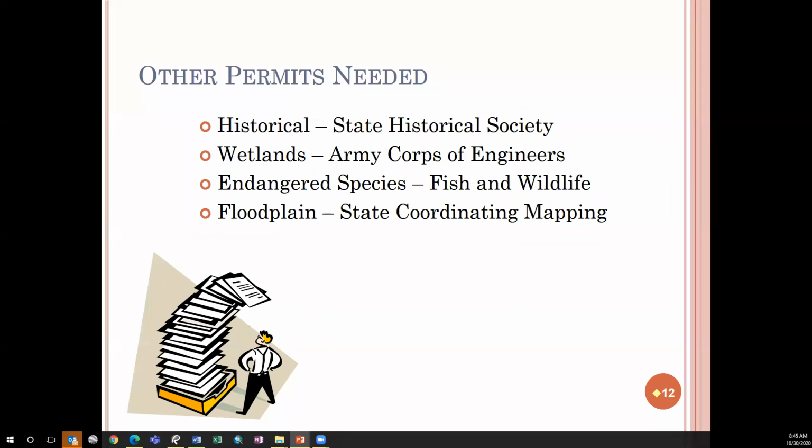So other permits that'll be required, if there's historical facilities in the floodplain, or if a historical site may be disturbed by a proposed project, you need to coordinate through the State Historical Society on that. Wetlands and even channel modifications need permits from the Corps of Engineers. Endangered species, and then floodplain mapping always needs to be coordinated with the state.